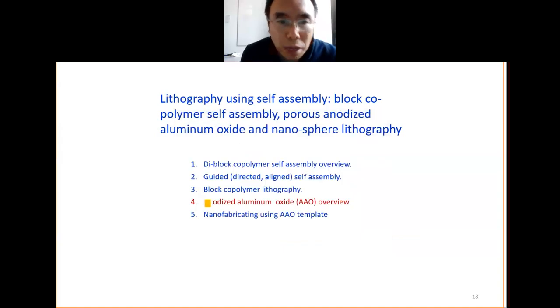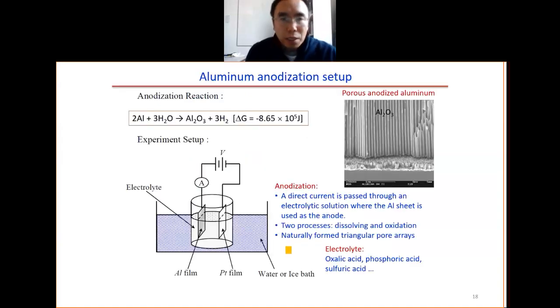So now let's look at anodized aluminum oxide. In this aluminum anodization, we put the aluminum film as the anode. The cathode is the platinum film. We know that for the electrochemical process, the anode material will be oxidized, and there will be oxidation in the anode and reduction in the cathode.